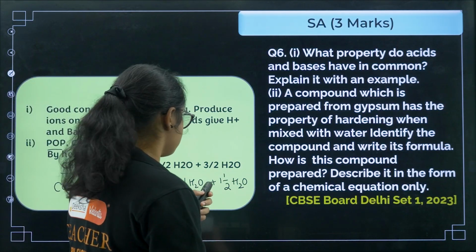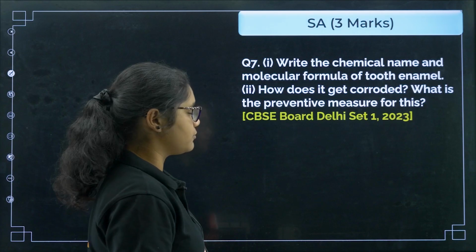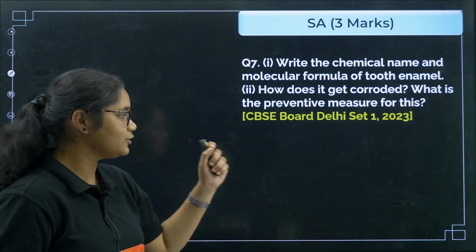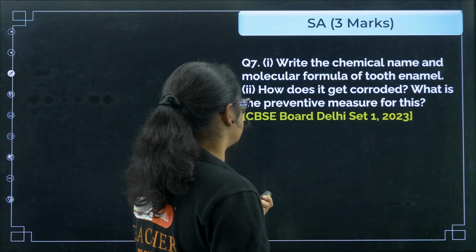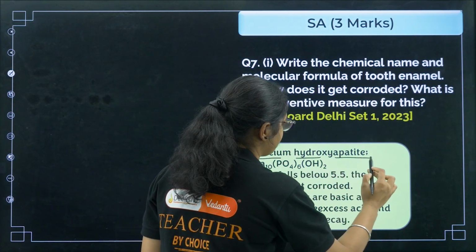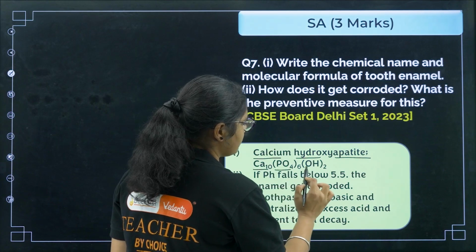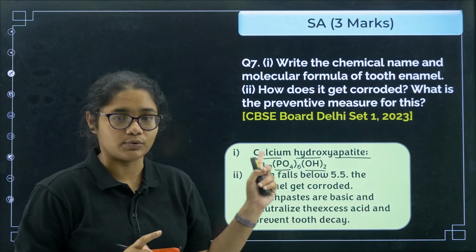Okay. Next is question number 7. Write the chemical name and molecular formula of tooth enamel. Okay, this is there in your book. How does it get corroded? What is the preventive measure for this? So the chemical name for this one is calcium hydroxyapatite. Formula is Ca10(PO4)6(OH)2. The formula is not given in NCERT, so make sure that you note this down.